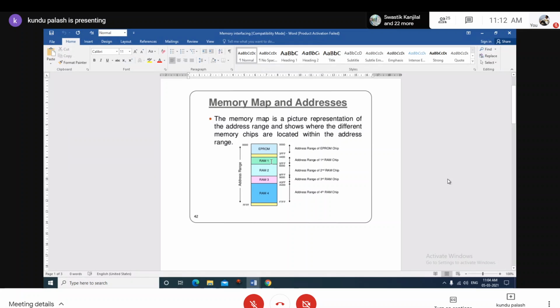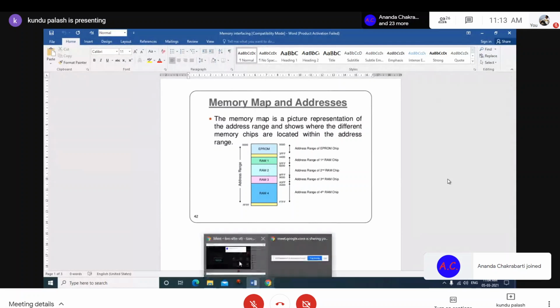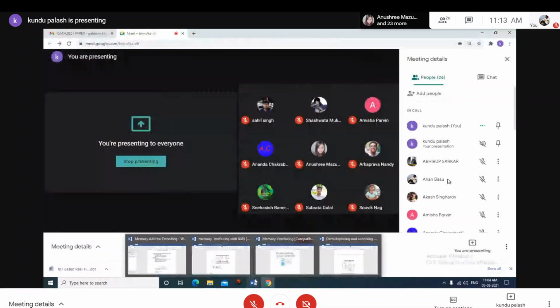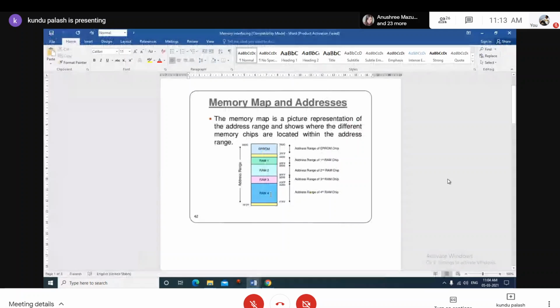What is the size of the RAM 1 chip? The address range is specified in the memory address map. The bottom address is 4400 hex and the top address is 5FFF. So what is the size? 5FFF minus 4400 plus 1. So that is the address range of the RAM 1 chip. Similarly, the address range of the RAM 2 chip is found in this manner, and the address range of RAM 3 and RAM 4 are equally determined along similar lines.